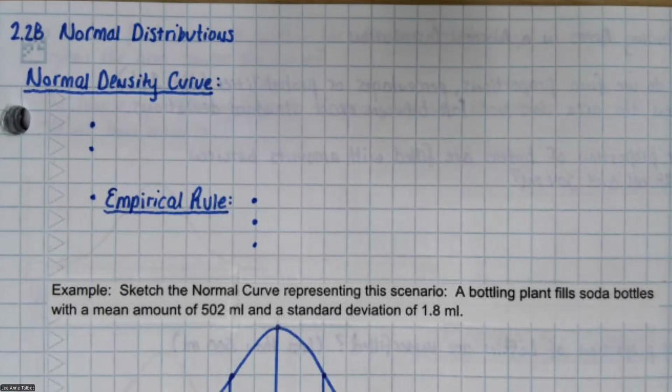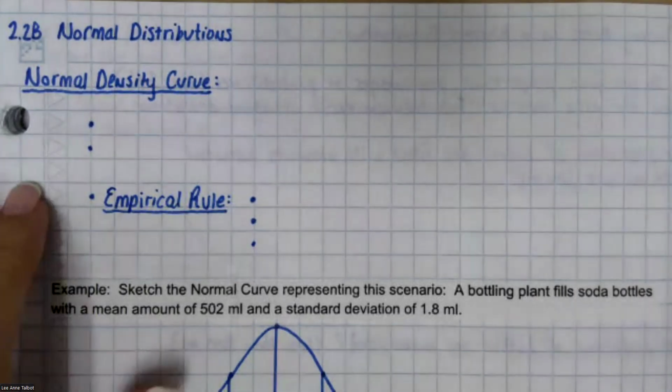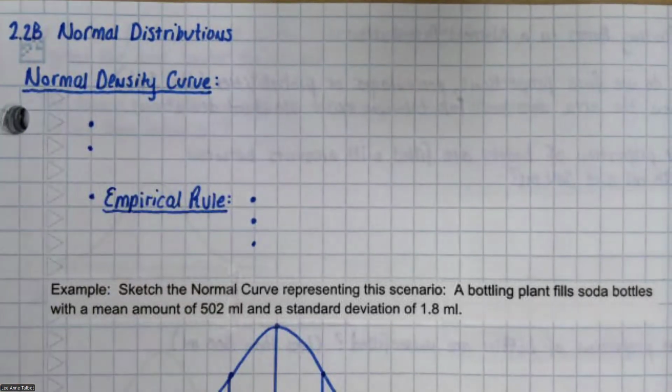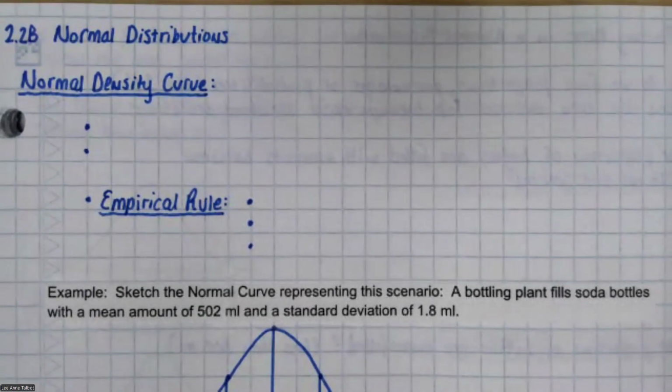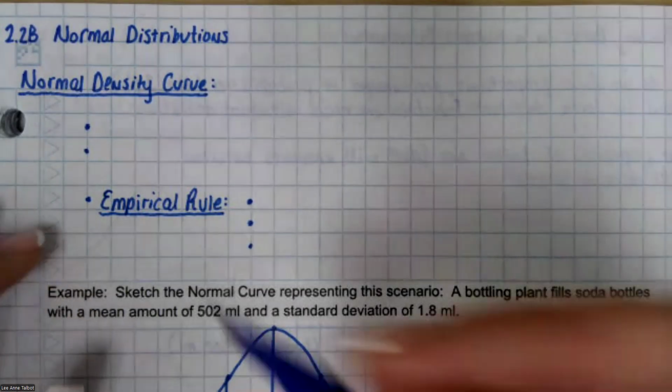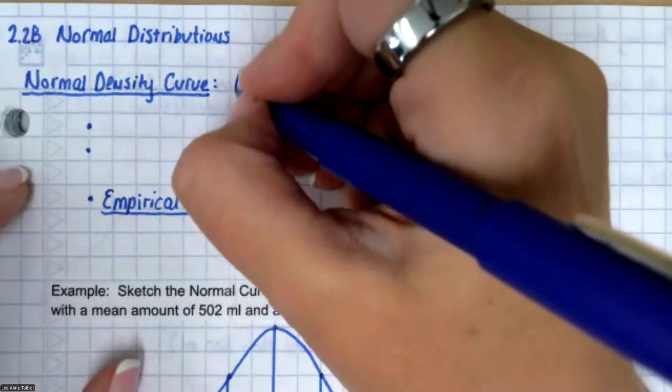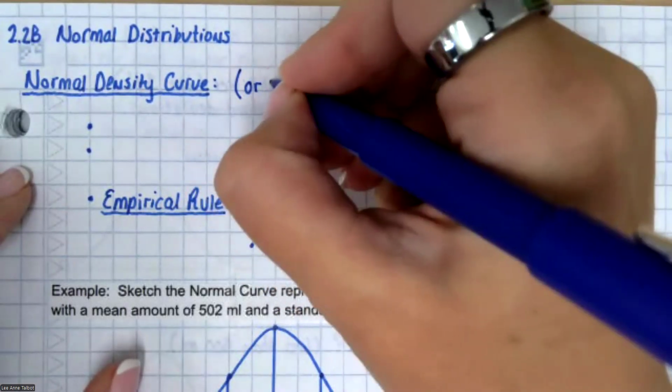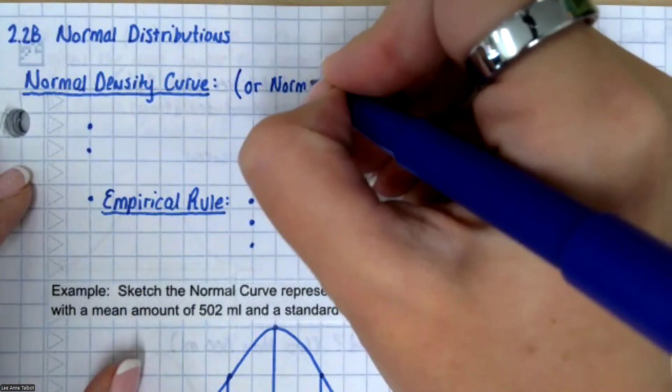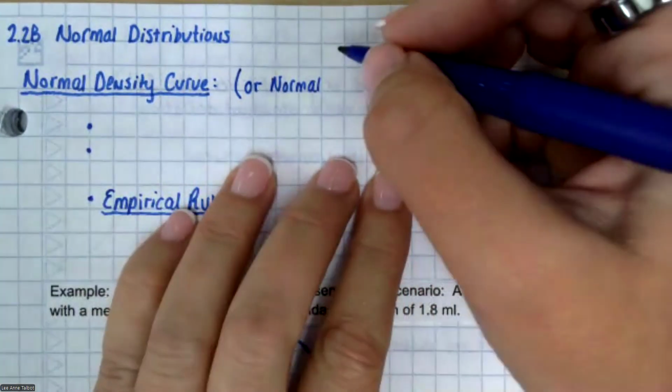Okay. All right, so let's fill in these bullet points. The normal density curve, super important. This is the distribution that basically overlaps almost all your other curriculums. If you're talking about distributions in psych, it's going to be normal most of the time. There is also the name normal distribution.